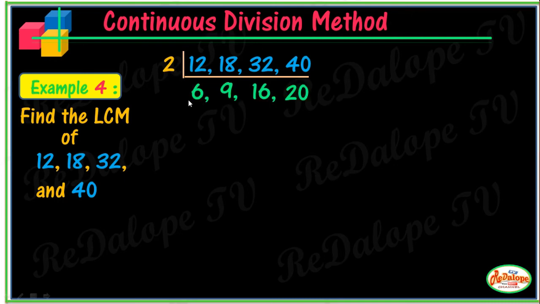Now 6, 16, and 20 are all even numbers except 9. So we can divide these 3 numbers by 2 again. So we'll divide this by 2. So 6 divided by 2, that is 3.